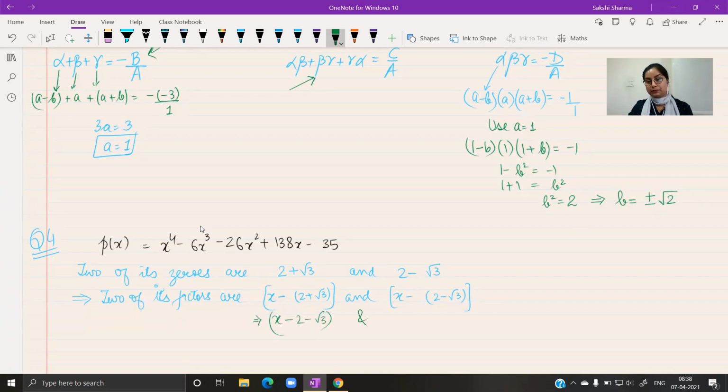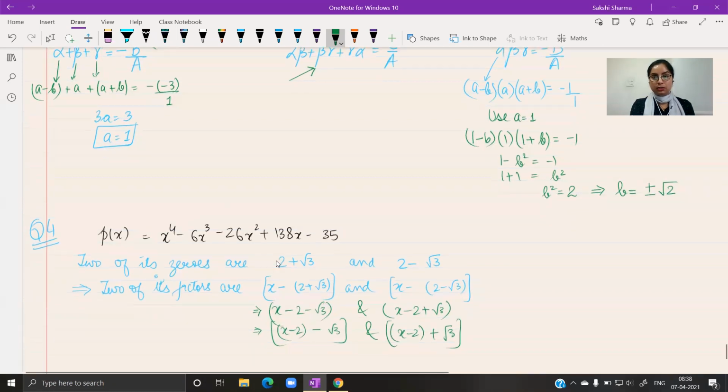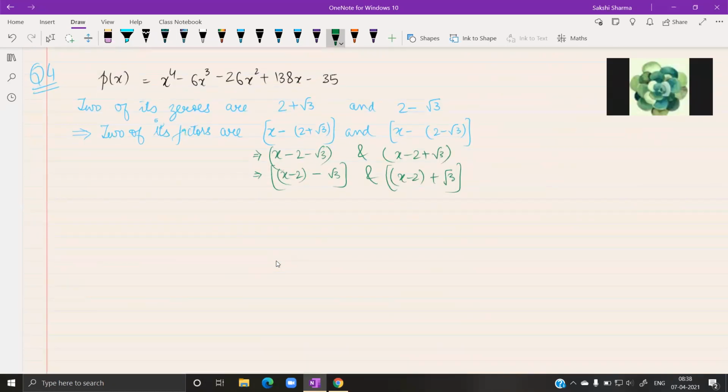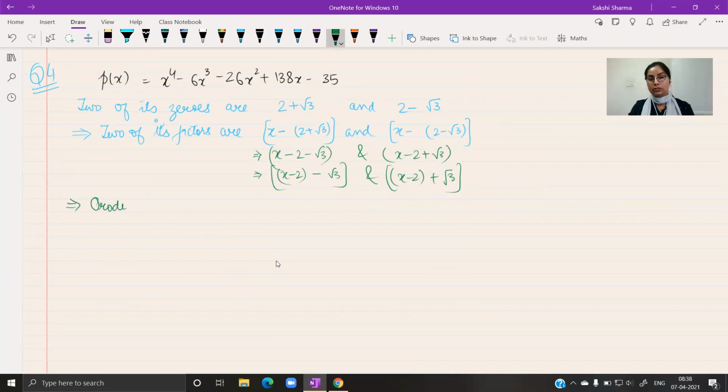Simplifying and rearranging. This is x minus 2 minus root 3 and x minus 2 plus root 3. Can you see the expressions written in the form a plus b, a minus b? Yes, ma'am. After this step, the product of these two will also be a zero of the polynomial. Product of x minus 2 minus under root 3 and x minus 2 plus under the root 3.